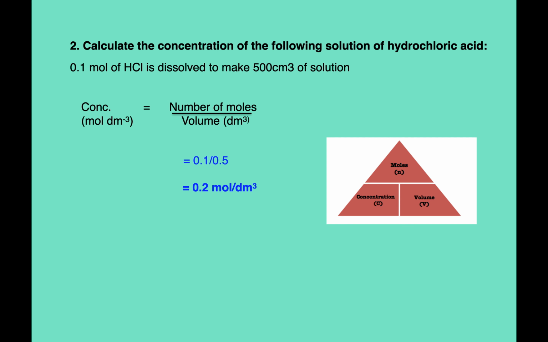A little note here just to remind you that mole per decimeter cubed can be written as big M. So whenever you see big M in relation to these concentrations, it means moles per decimeter cubed. That's the symbol that we use, moles per decimeter cubed. Okay, it's an abbreviation.